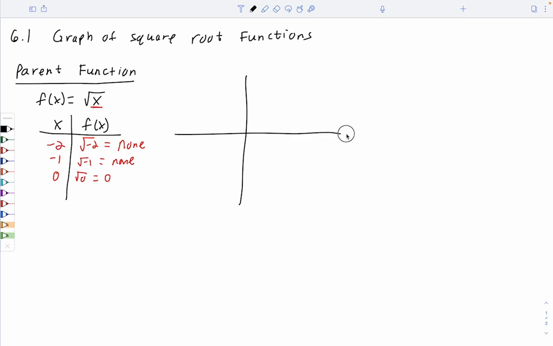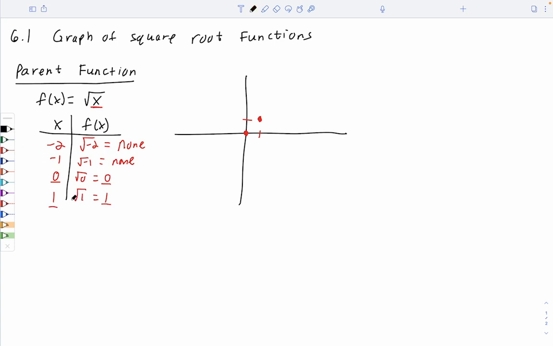So let's sketch this out. (0, 0) is a point, so (0, 0) would be here. Let's plug in an x value of 1. This would be the square root of 1, which is just 1. So (1, 1) would be a point on our grid. (1, 1) would be there.